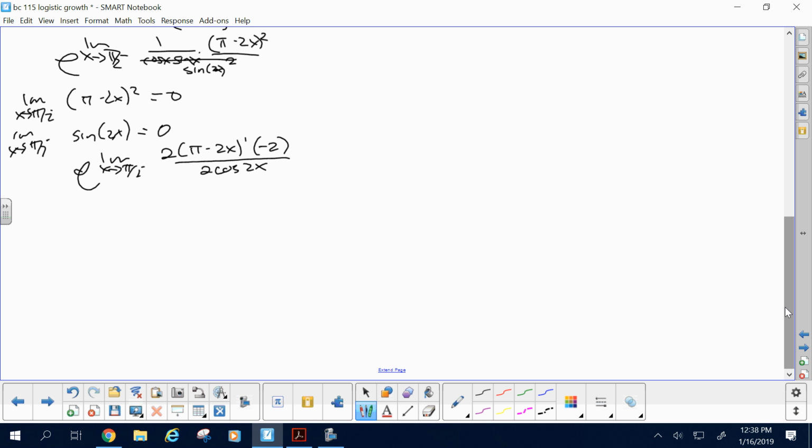And so that becomes e to the, right? Oh, sorry. So what does the numerator go to? Negative 4, but times something very small. So approaching 0 over cosine of pi. 2 cosine of pi is negative 2, but it doesn't matter because this is 0.